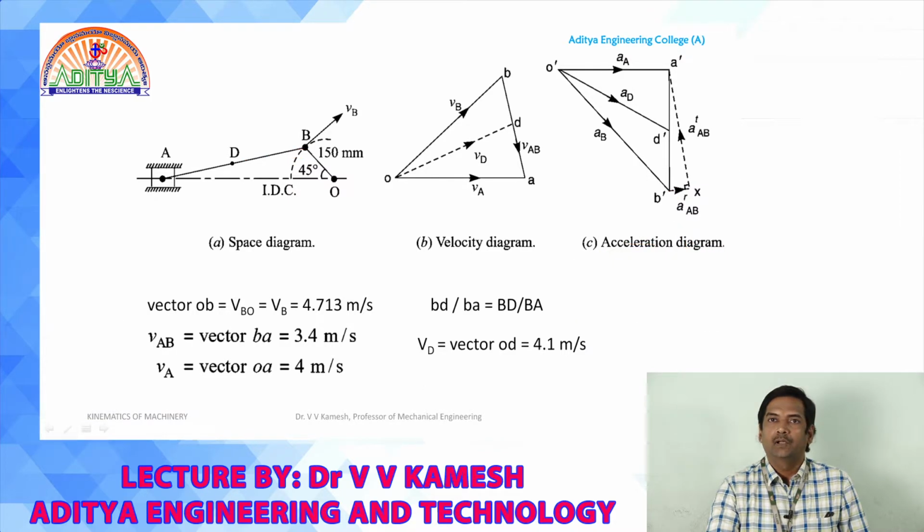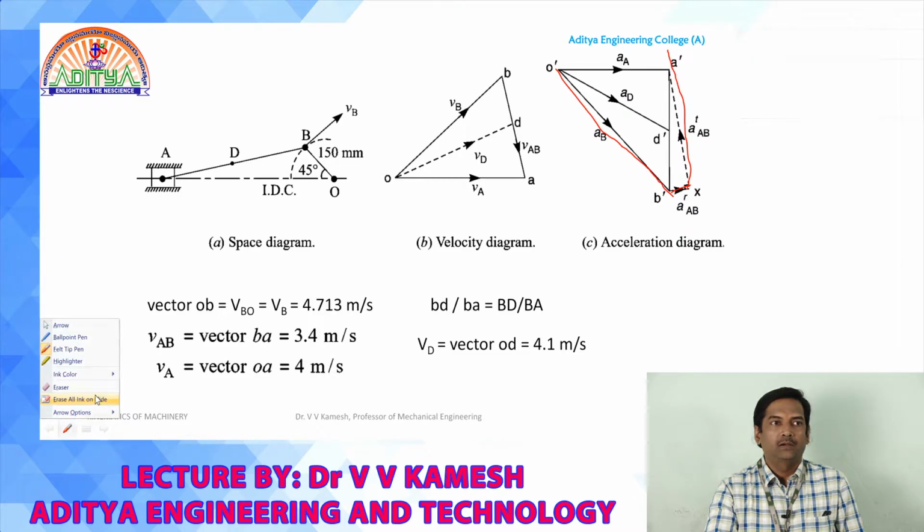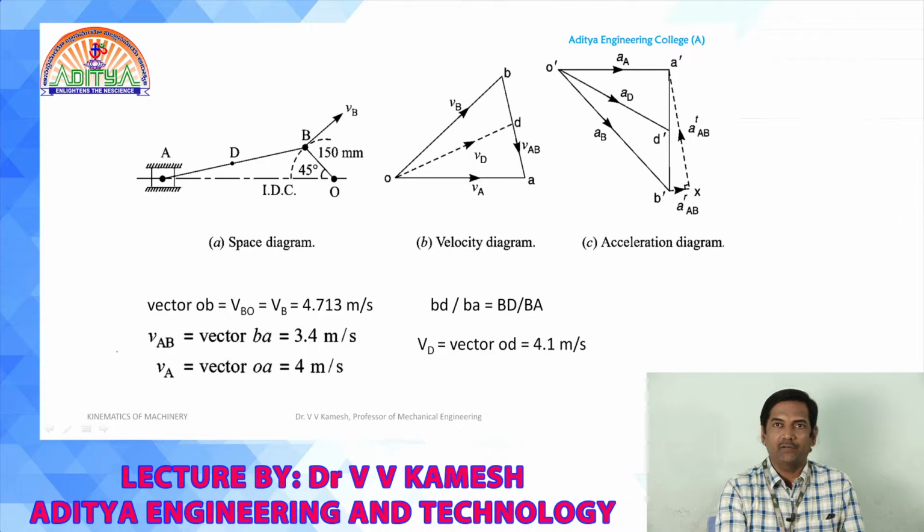So, B dash x is drawn. Now, starting with this, O dash B dash is drawn. Now, B dash x is drawn. Now, from x to get the tangential component, we need to draw a straight line like this. We need to draw a perpendicular from this.